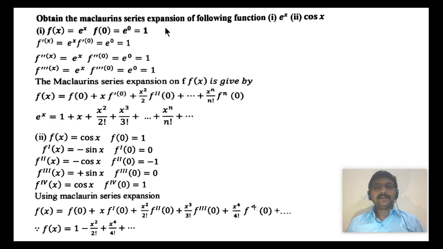Obtain the Maclaurin series expansion of the following functions: e power x and cos x. Given function is e power x. The successive derivatives of e power x are e power x. Now we have to compute the functional values at 0 because we have to obtain the Maclaurin series. Maclaurin series is nothing but Taylor series about the point x equal to 0. So we just have to compute the functional values at the point 0.